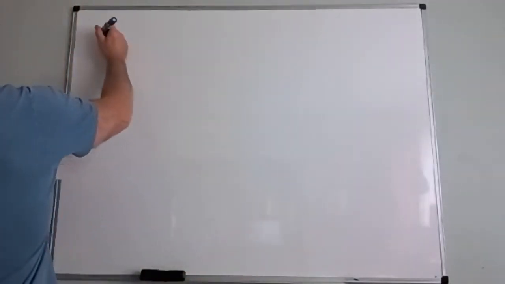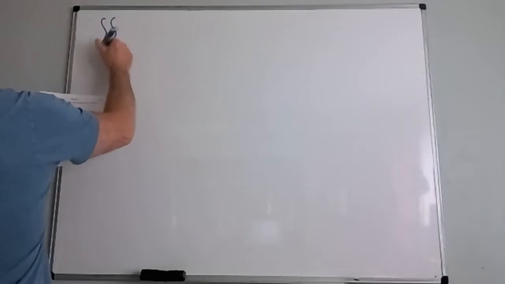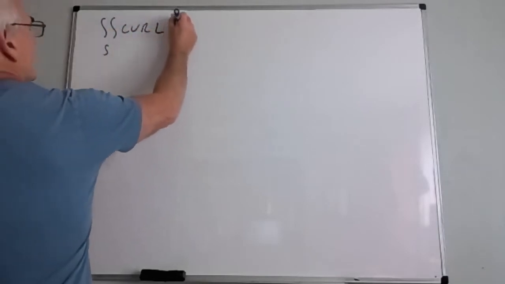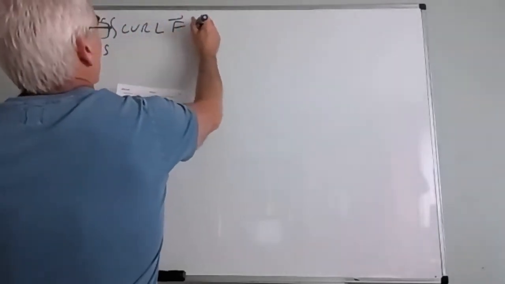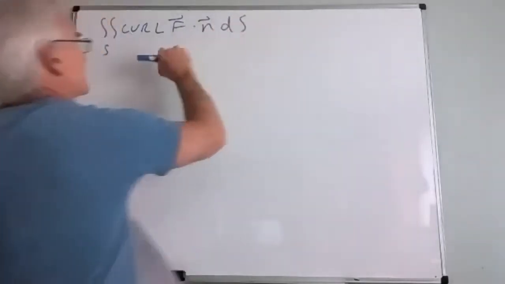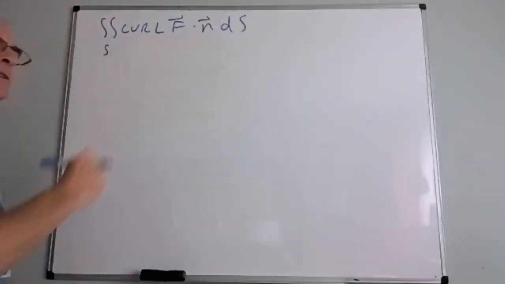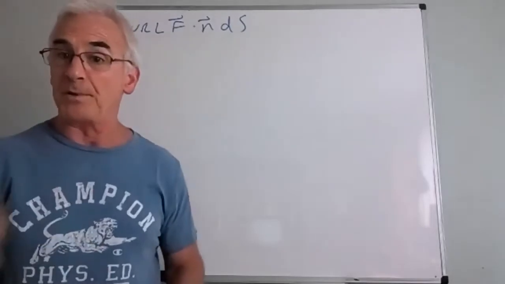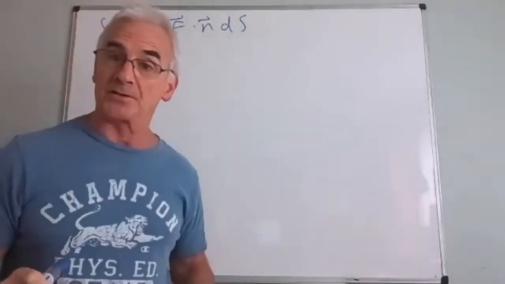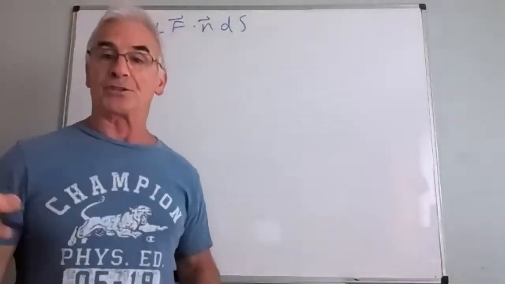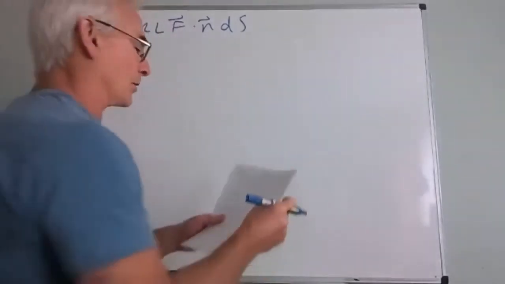So we want to find this, which is slightly different than the flux integral, because instead of F dot n dS, it's the curl of F. Now, the curl of F might be more complicated, it might be less complicated, but it does involve partial derivatives. So there's a tendency that things are a little bit smaller.